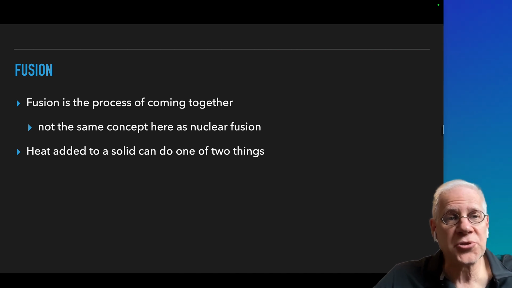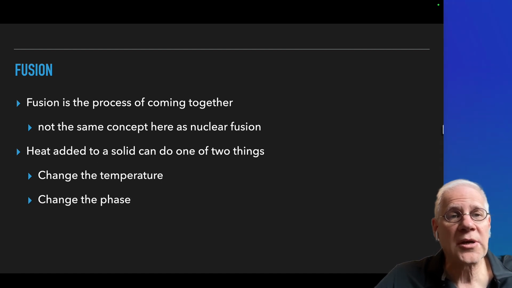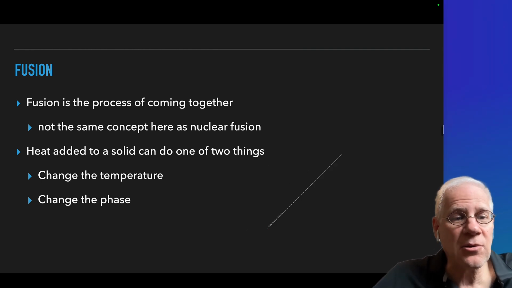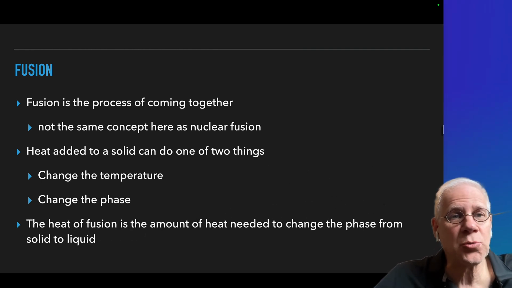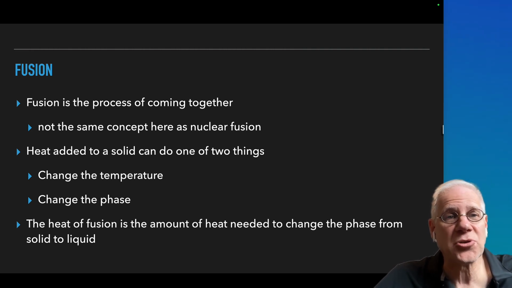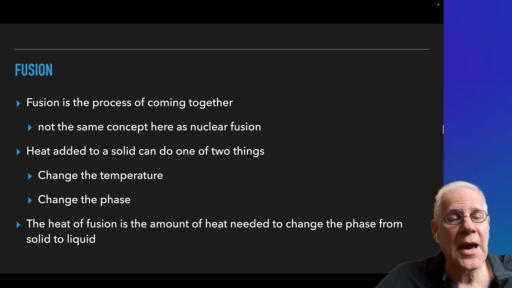Now, when we take a solid and we want to add heat to it, we can do one of two things, but we can't do both. We can either change the temperature, so we can raise the temperature of that solid, or we can change its phase. The key here is that you cannot do both at the same time. If you're between phase change temperatures, then you're going to be changing the temperature. Once you reach a phase change temperature, such as a melting point or a boiling point, then you're going to be adding heat in order to change the phase. When you're changing the phase, the temperature doesn't change.